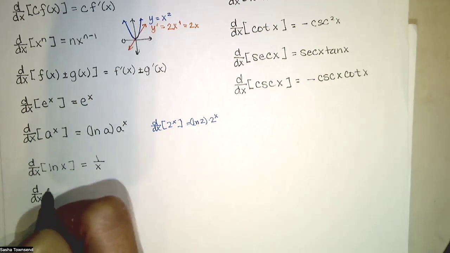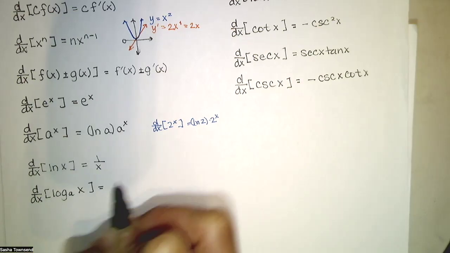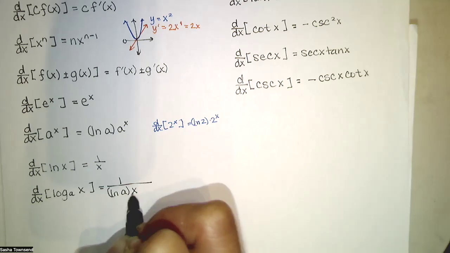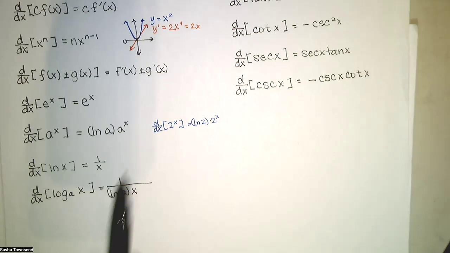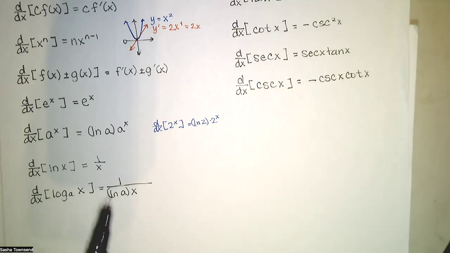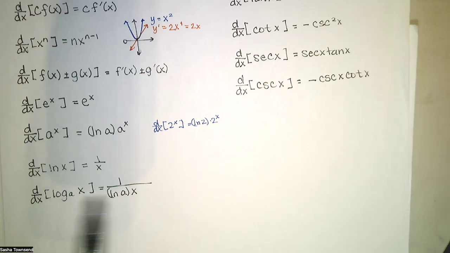The implied domain here is the implied domain there. And the derivative of log base a of x turns out to be 1 over natural log of a times x. So we just end up with this extra factor of natural log of a here, just like we ended up with an extra factor of natural log of a here. It's because of the relationship between this function and this function that we get this result and this result.